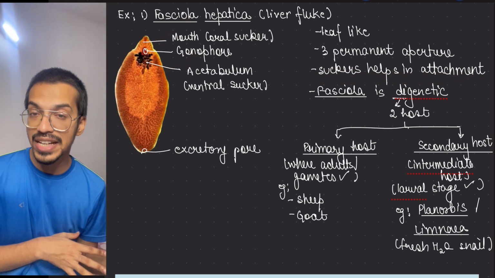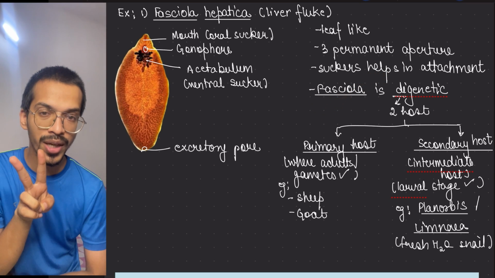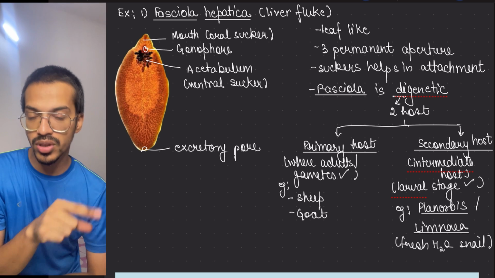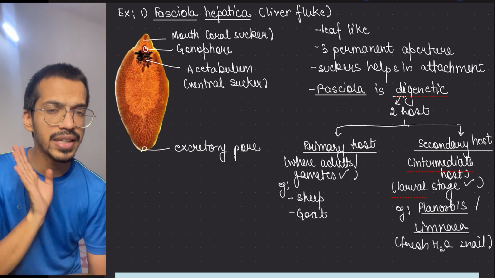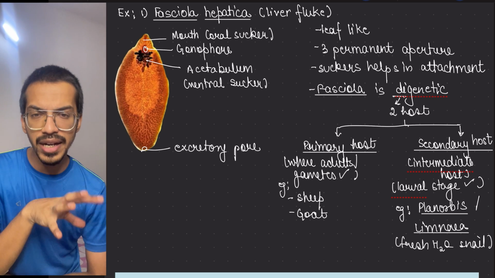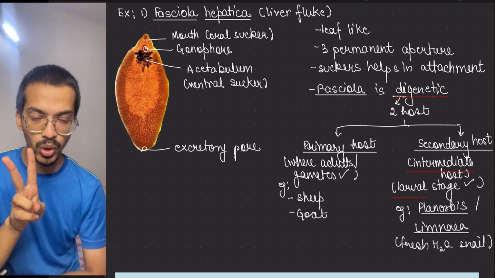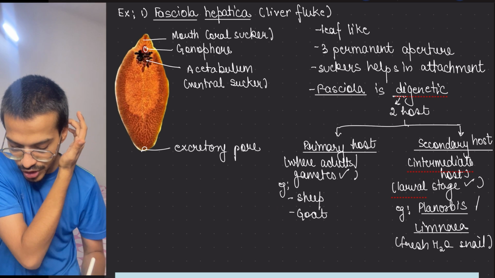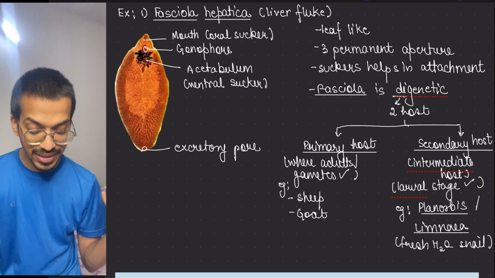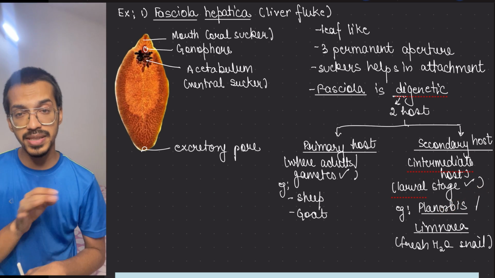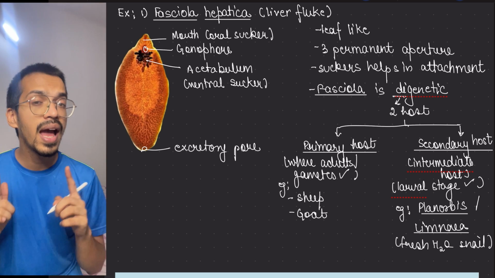Then Fasciola is digenetic, which means that for completing its life cycle it requires 2 hosts, 2 different organisms. There will be one primary host and another secondary host. Secondary host is also called the intermediate host. Why? Because it will come and go. Primary host is the one where the gametes form or where the adult form is present. So the primary host of the liver fluke is sheep and goat, whereas the secondary is the snail, where the larval stages are present. Adult form is not present.